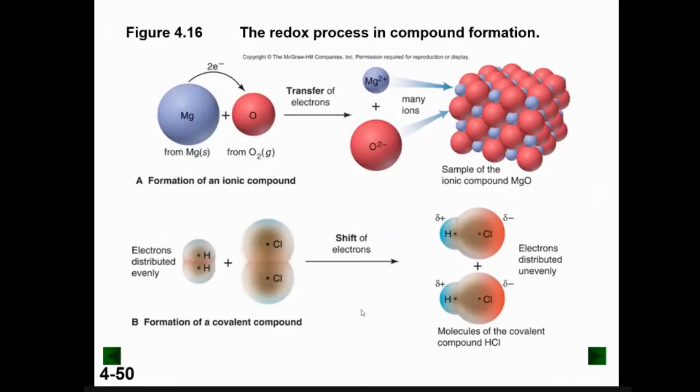Here in the top one, the magnesium is losing 2 electrons to the oxygen. So the magnesium is becoming more positive. You can see it goes from 0 to +2. That means it's losing electrons. And the oxygen is going from 0 to -2, therefore it's gaining electrons. So the magnesium is being oxidized, and the oxygen is being reduced.